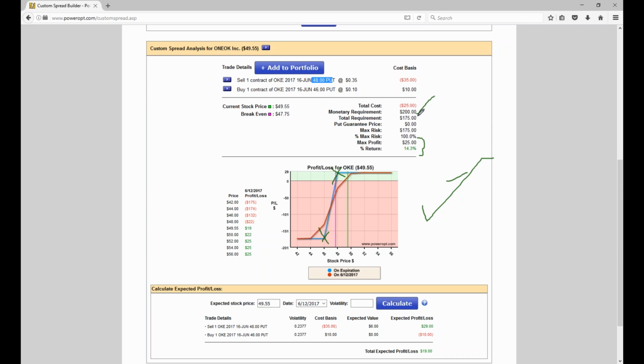So what would happen here? I have a 2-point spread. My monetary requirement is 2 points, but my broker may only require this max loss of 175 because I took in the net credit of 25 cents. Okay? So what's going to happen on our bull put? I have to put up 175 of margin requirement to cover the difference in strikes. This 25 cents is deposited directly into my account.